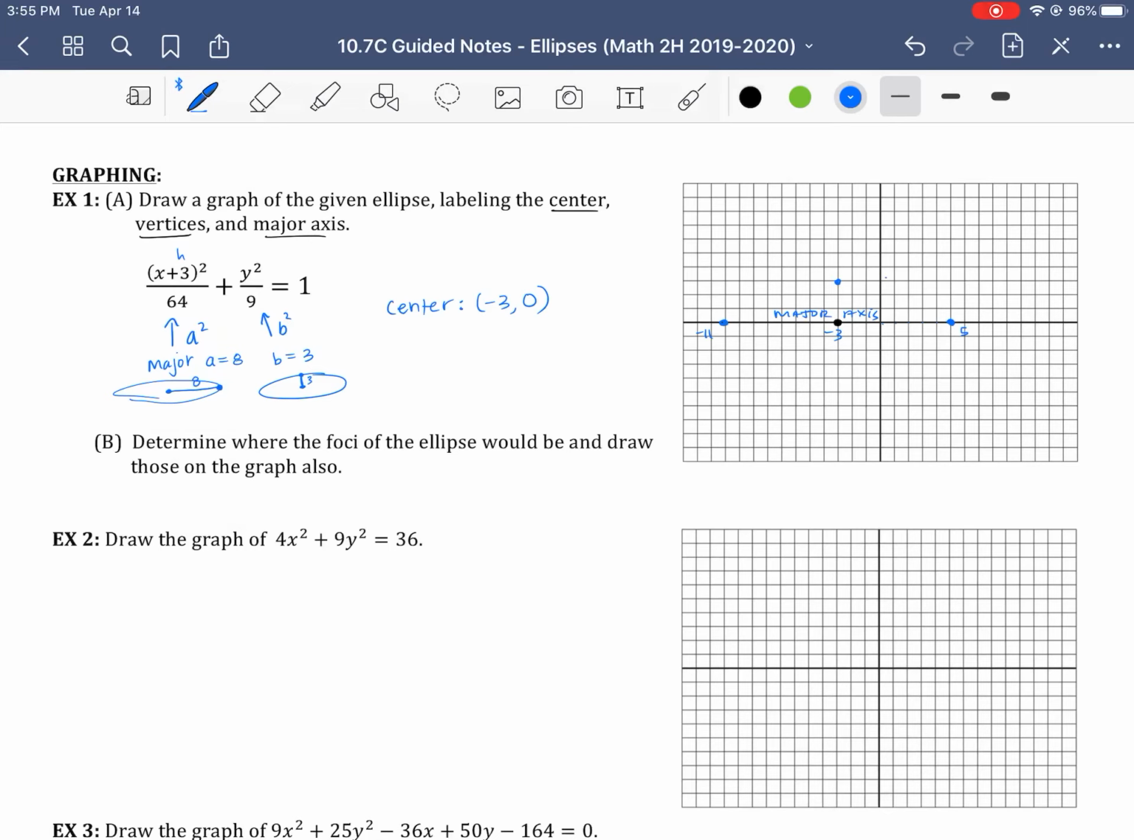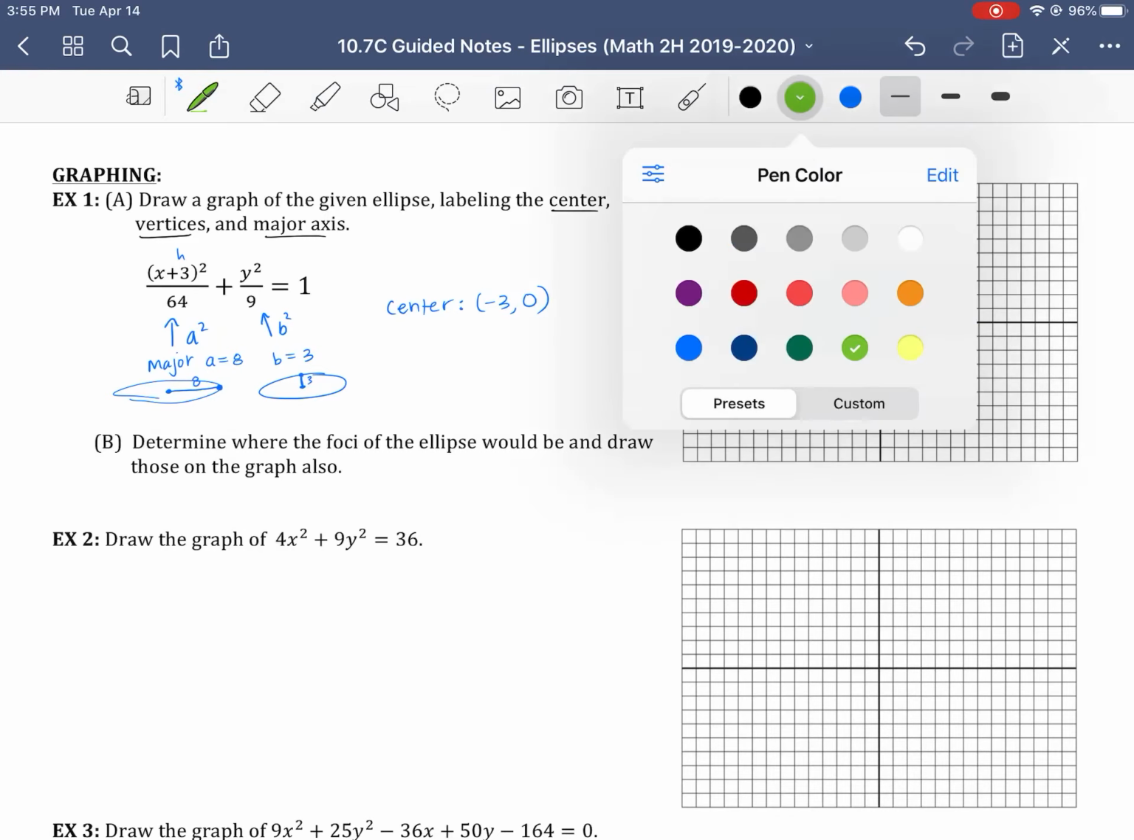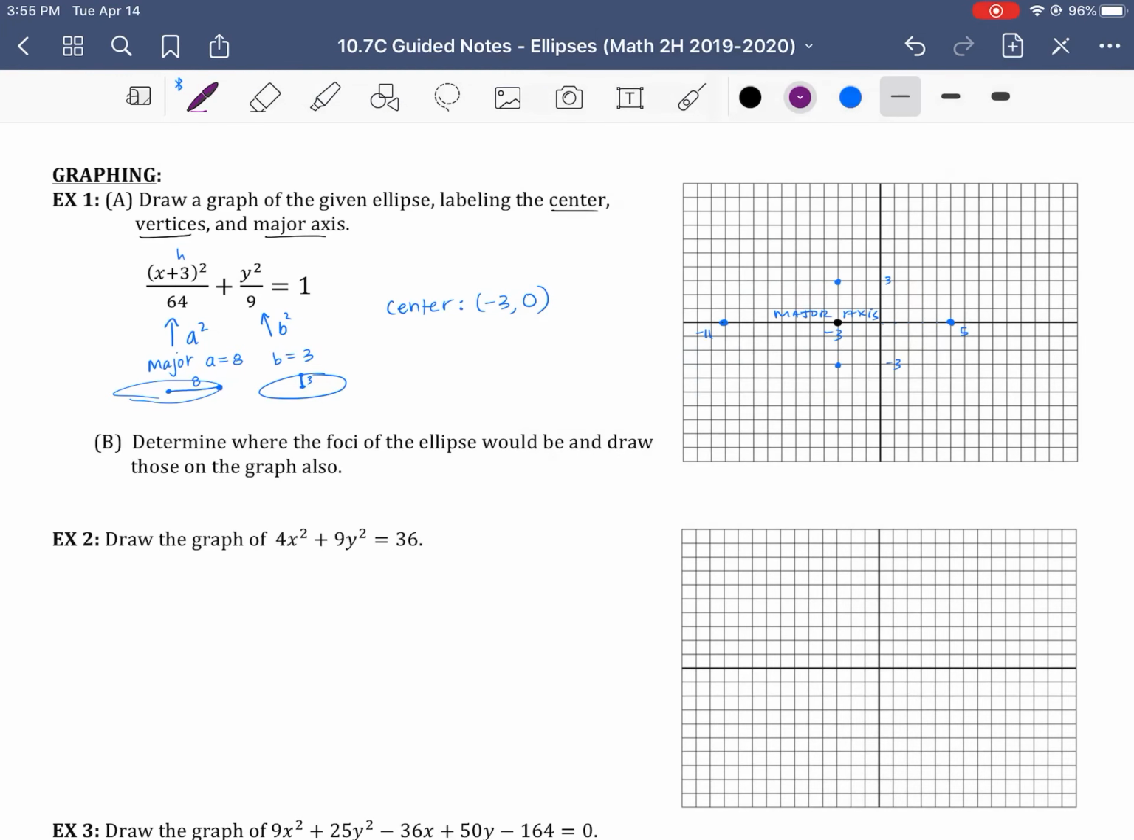Then we use our b value to help us graph the other points. So b is equal to 3, so we're going to go 3 up vertically from the center. So now we're up there at 3, and we're also going to go down 3. Okay, and then you're going to do the very best you can. I'm going to graph this maybe in red or purple. And you're going to just draw almost like you're drawing 2 parabolas. Okay, it's a little harder than it looks, but do the best you can. And you're going to connect the pieces. Okay, that's our ellipse.